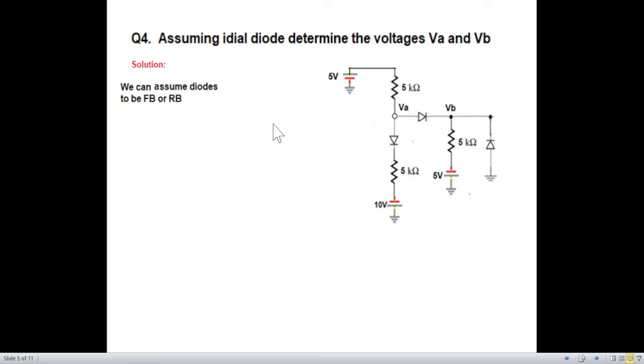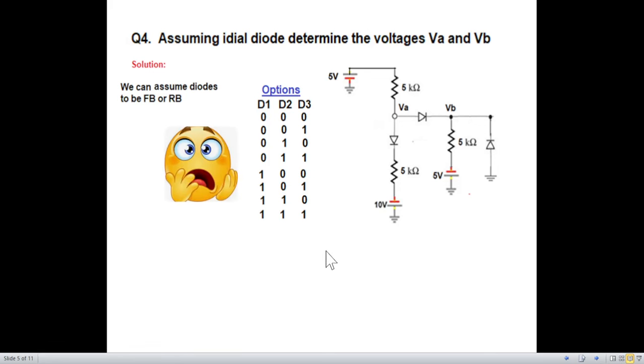As we just discussed, we can assume diodes to be either forward bias or reverse bias. Now there are three diodes, which will have 8 possibilities: all three diodes off or reverse bias, and then 001, 010, and so on. So all these 8 possibilities are possible. This is going to be very tough working. But can we make an intelligent guess with this circuit? So let's see.